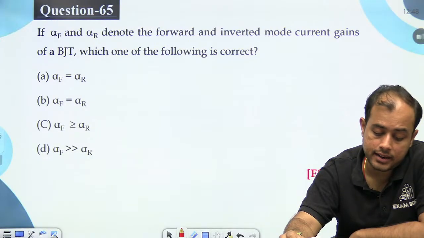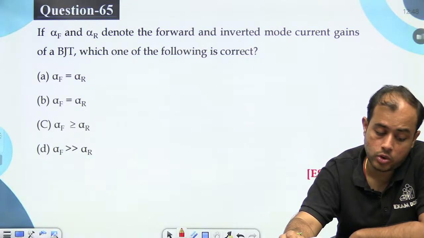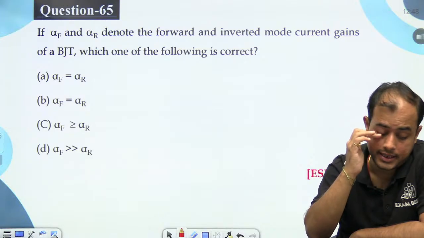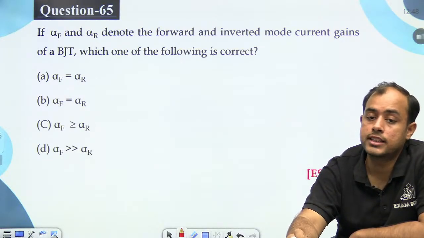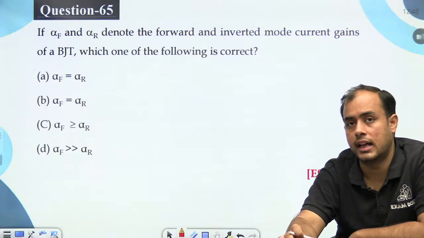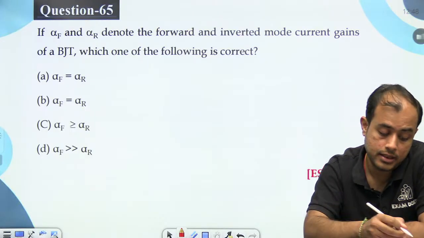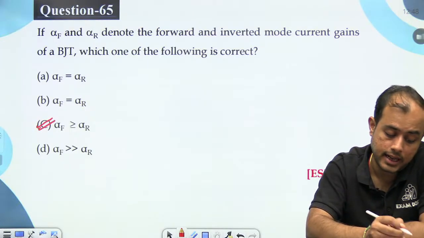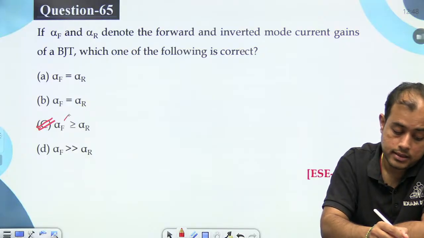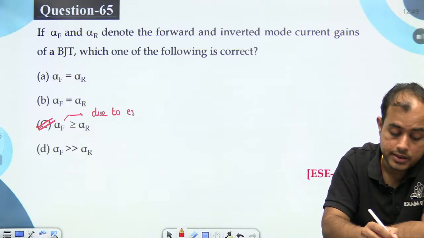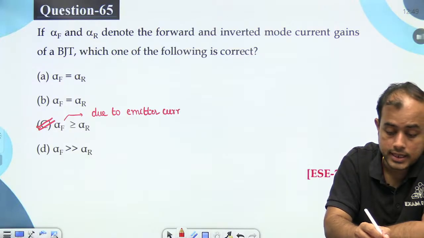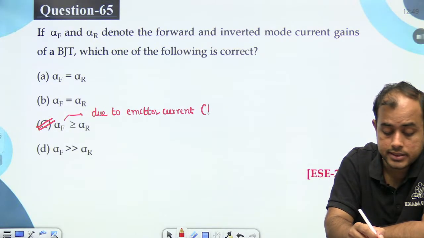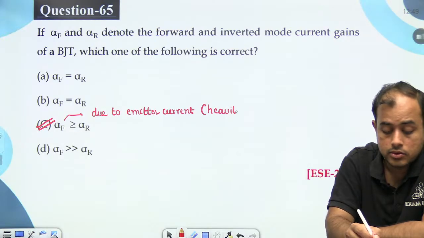If alpha F and alpha R denote the forward and inverted mode current gain, which of the following is correct? So this is from the Ebers-Moll model, alpha F and alpha R. So alpha F is always higher because this is due to emitter current which is heavily doped. Alpha F जो होता है ना, emitter current की वजह से आता है, which is heavily doped. So this is higher.